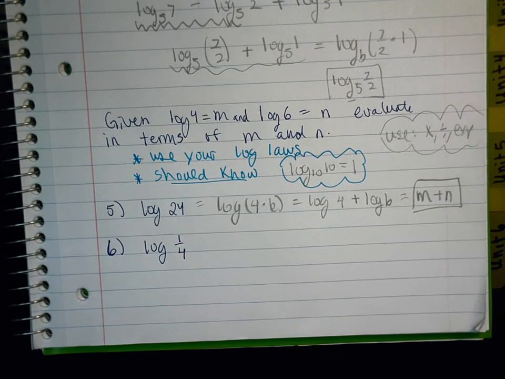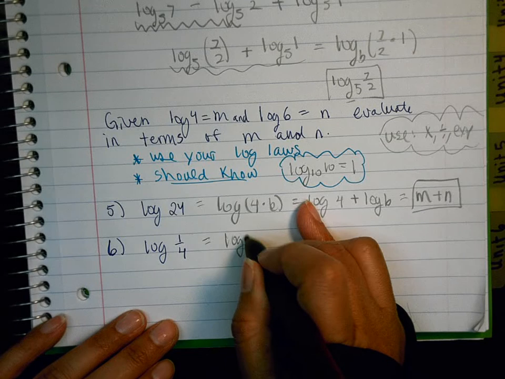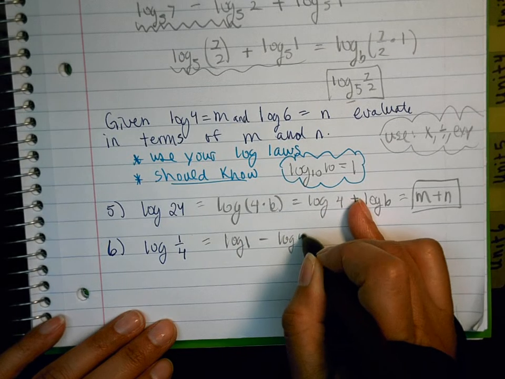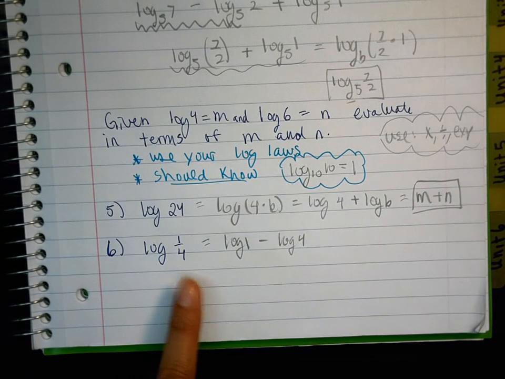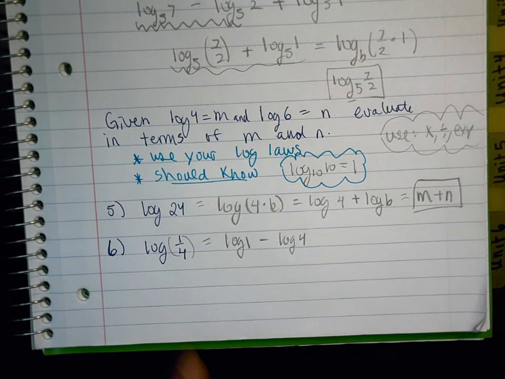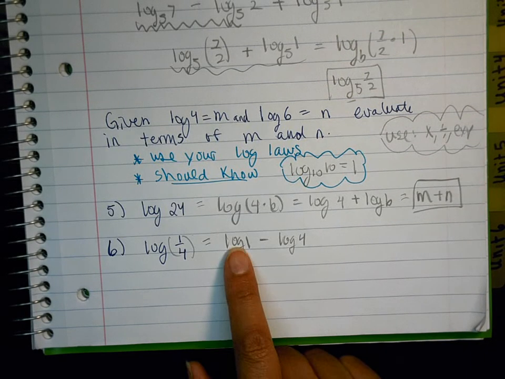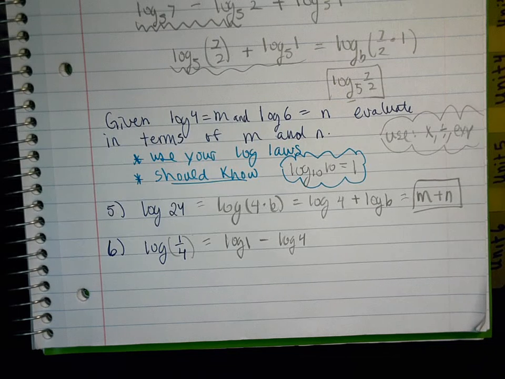Remember, I have to rewrite it. I'm going to rip it apart: log of 1 minus log of 4. Is that how I would rewrite it if this is a fraction with my log? Yes or no? Okay, I don't have log 1 as one of the should-knows, but it is something you should know. The base is 10.